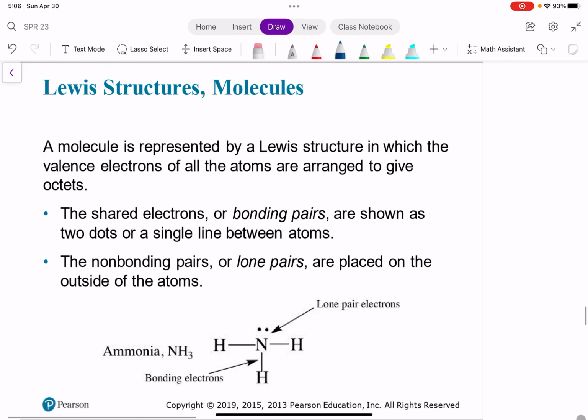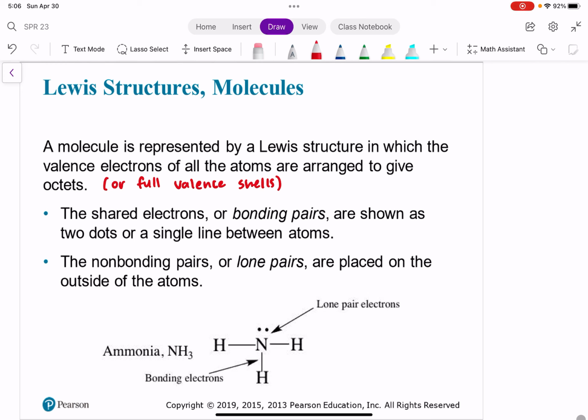Okay, so a molecule can be represented by a Lewis structure, which we talked about, in which the valence electrons of all of the atoms are arranged to give octets. Or let's modify this, full valence shells. Remember, helium is an example of something that's not going to have an octet because it can't. It can only hold 2, but that's okay because 2 is full.